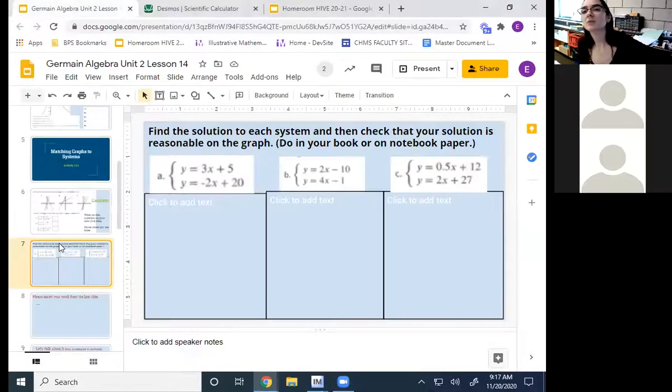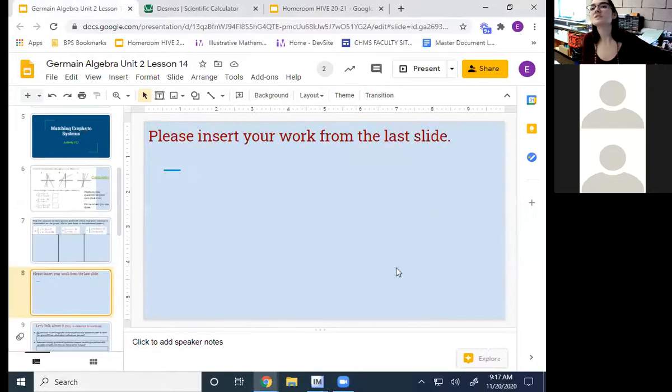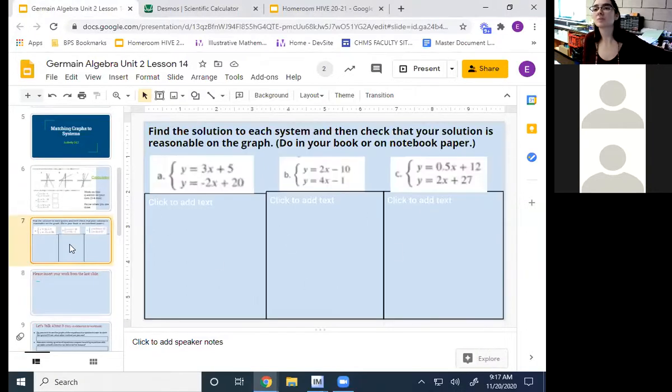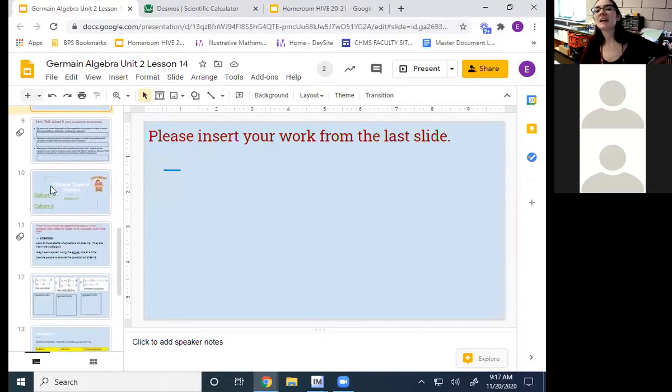So on here, from the first activity that we did, you need to insert a picture of your work from this solving. For example, like all of my work here, you need to take a picture of your textbook so I can see your work. Insert that here, so number 8, and then from 10 all the way to the end, you need to do.